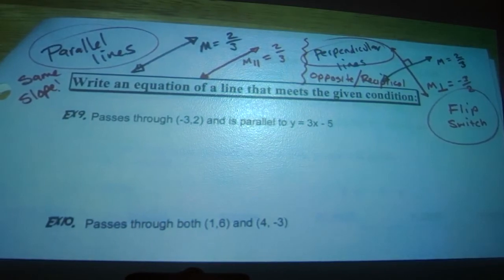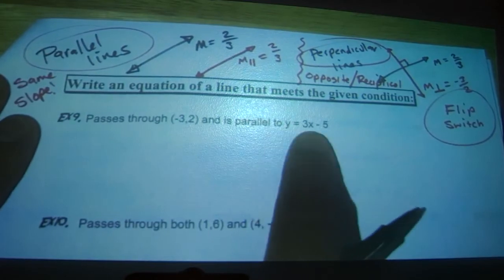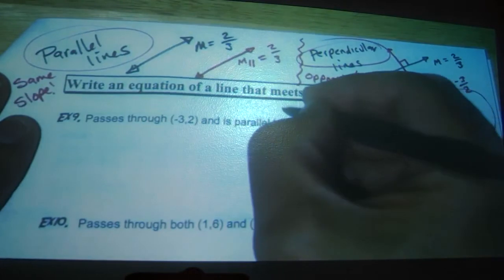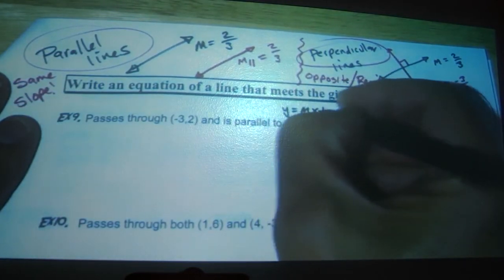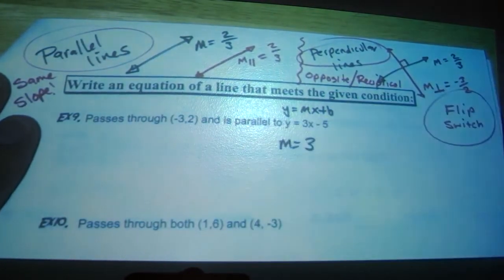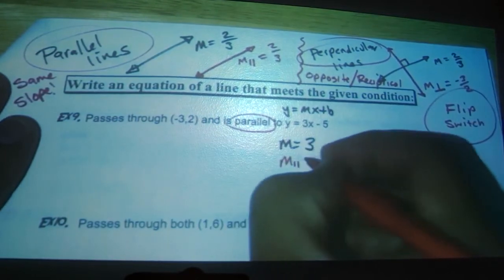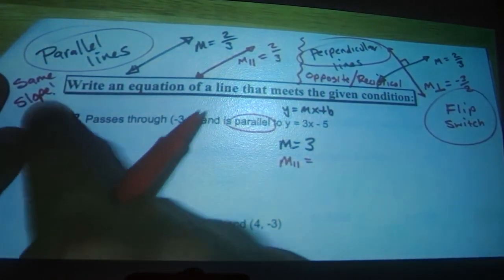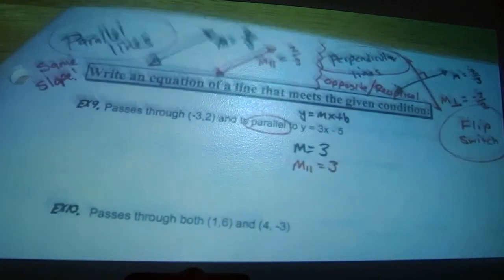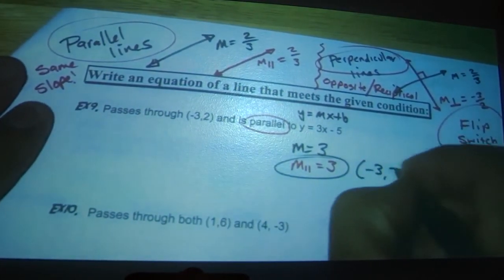So I take a look and I have a point that goes through -3, 2, and it's parallel to y equals 3x minus 5. Now again, this is in the form of y equals mx plus b. We know our m value is 3. Well, they want parallel, so the slope that's parallel to that is the same slope. We know that's 3 as well. So I have my slope. I've got my point. They said -3, 2.